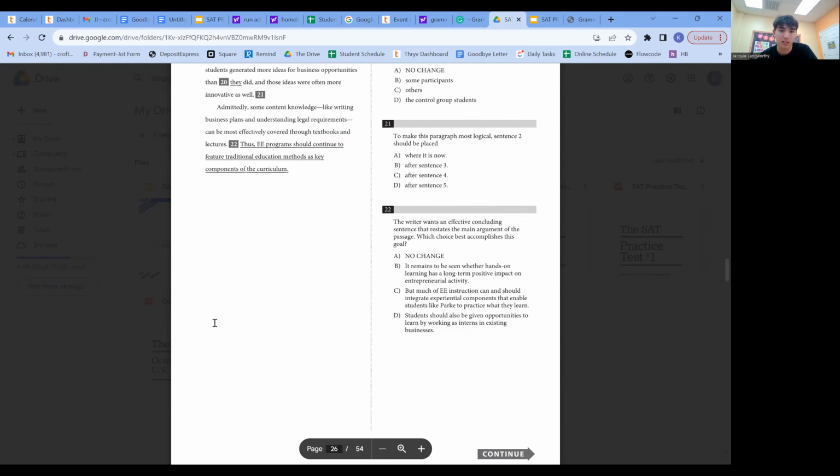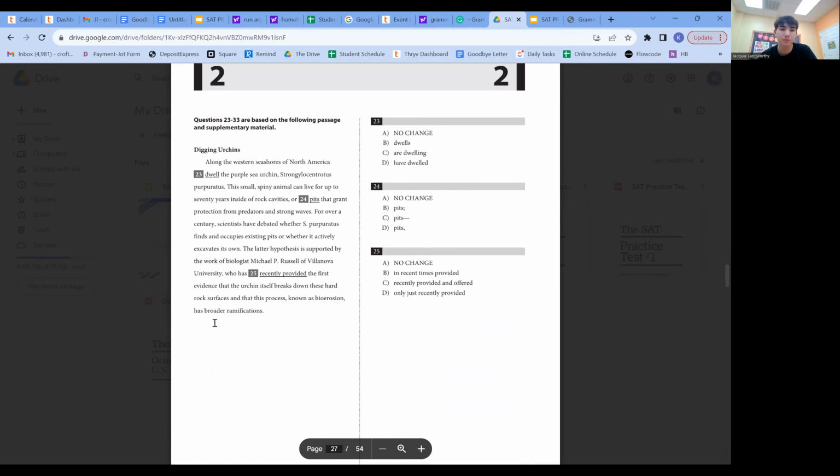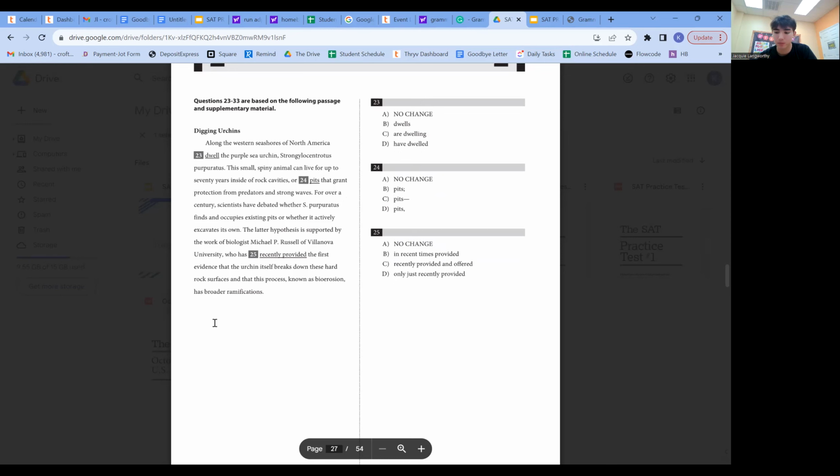The writer wants an effective concluding sentence that restates the main argument of the passage. The answer for that one is going to be C, because it talks about how the school's teaching is useful, hands-on experience is useful. That is the practicing what they learn. 23 is going to be B, because along North America dwells the purple sea urchins. Yeah.